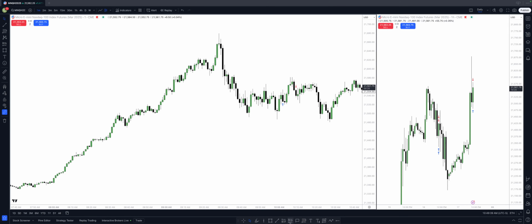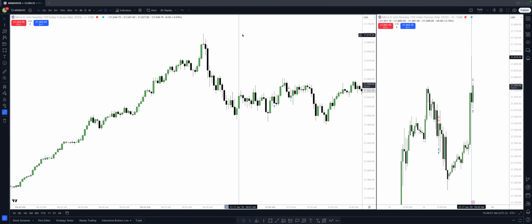As some of y'all know, I don't trade till 9:45, so let me just throw that on here. 9:45, boom. Oh, 9:43, 9:45, right. So I'm not trading until this candle starts to print. So what can I see once this candle prints?